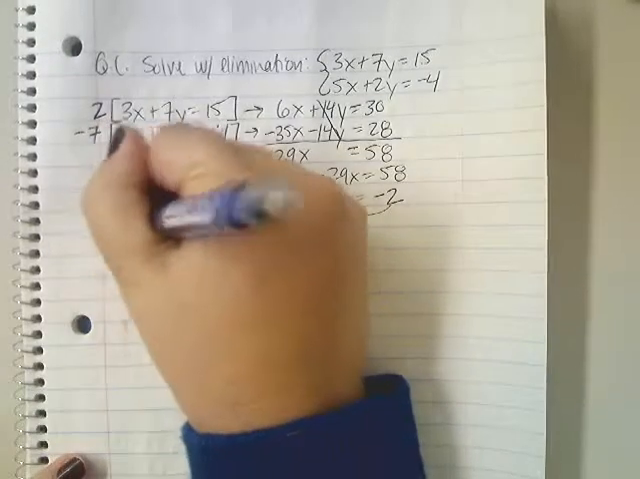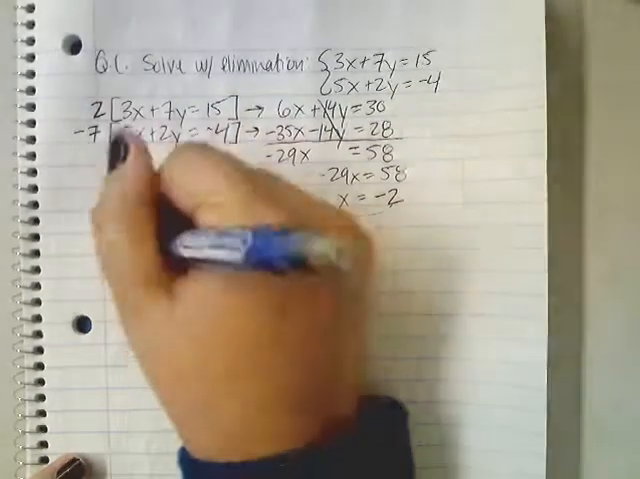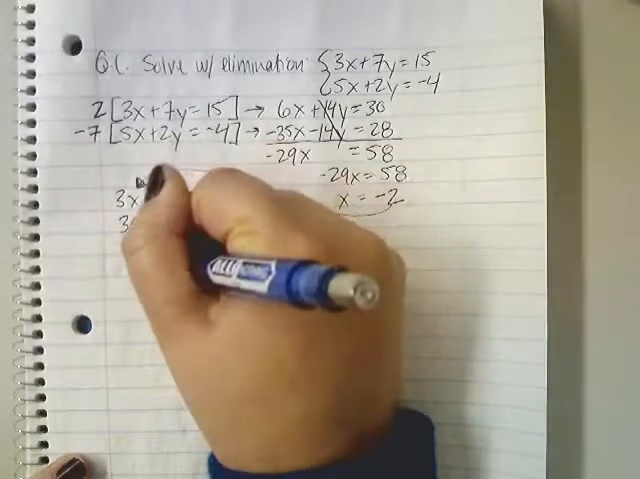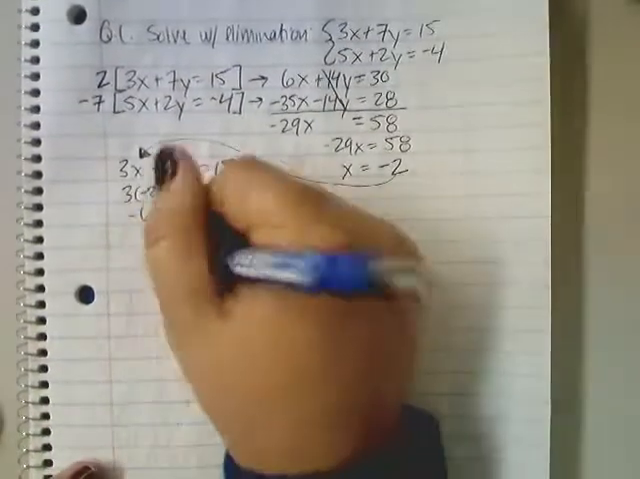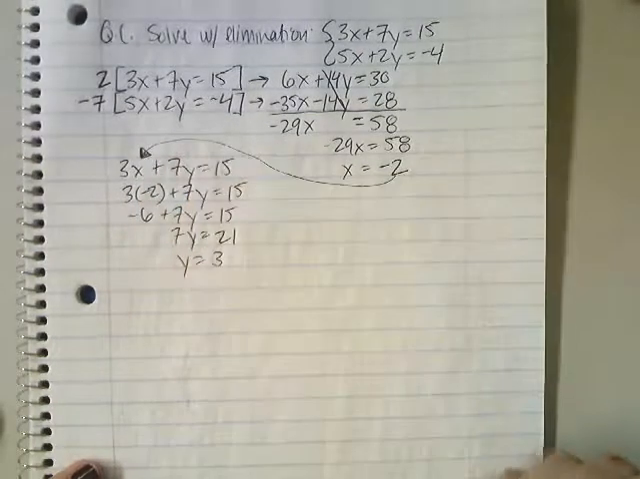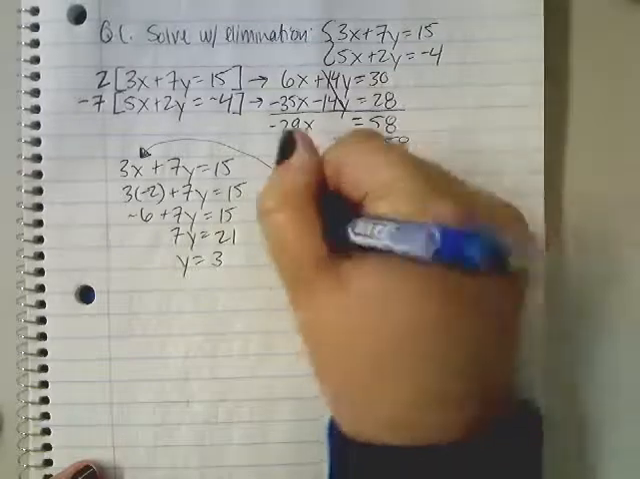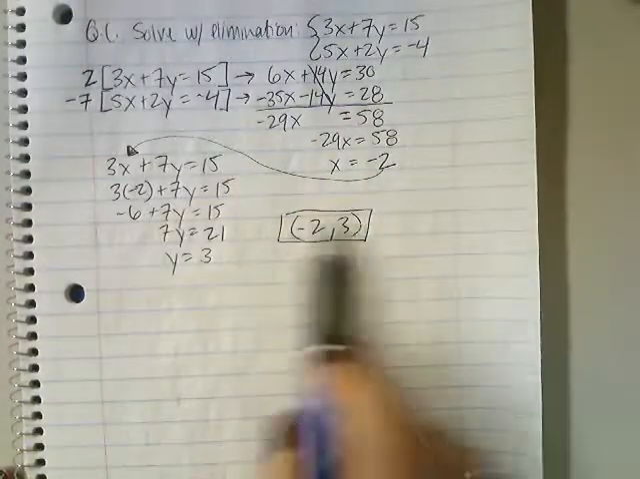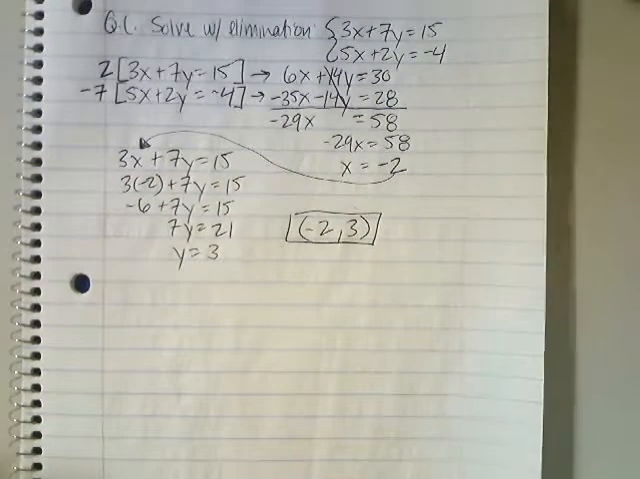And I get 3 times -2 plus 7y equals 15. So I get -6 plus 7y equals 15. 7y is equal to 21. So I added 6 to both sides. So y is equal to 3. Thus, my final coordinate is -2, 3. So if you chose to change your x values, as long as you got the final solution of -2, 3, I'm sure you did it correctly.